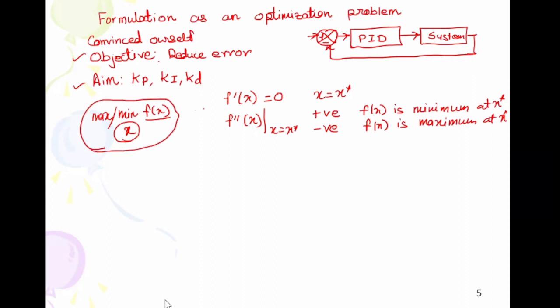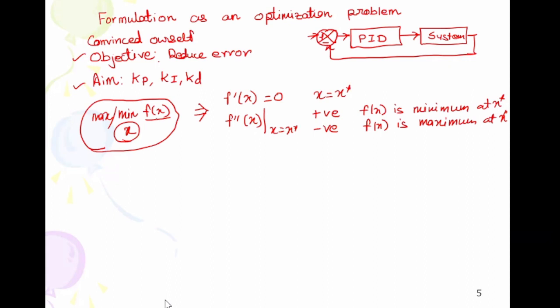By the way, is this particular approach an analytical approach or a numerical approach? This is a pure analytical approach, because f dash of x equal to 0 is solvable. Suppose it is a cubic function. Once we take the first derivative, we get a quadratic equation, and then we solve the quadratic equation to get x star. Now, this particular problem is a pure analytical problem. No numerical approach is required.